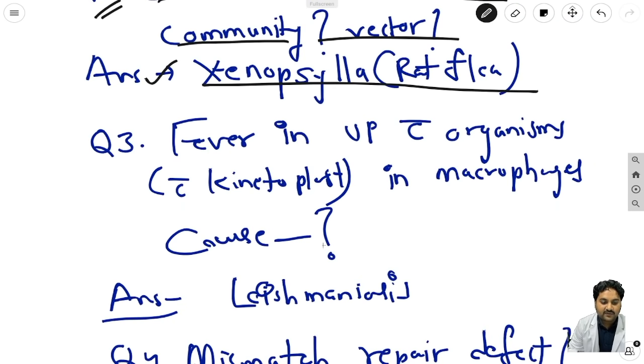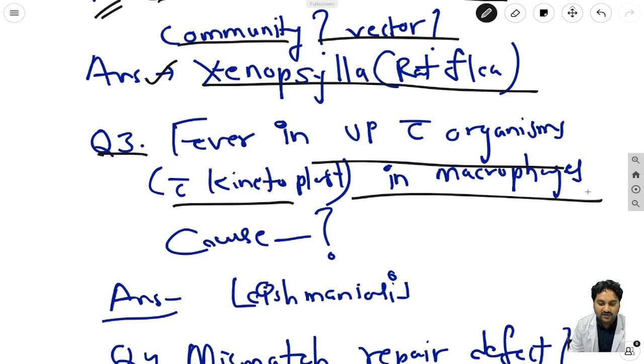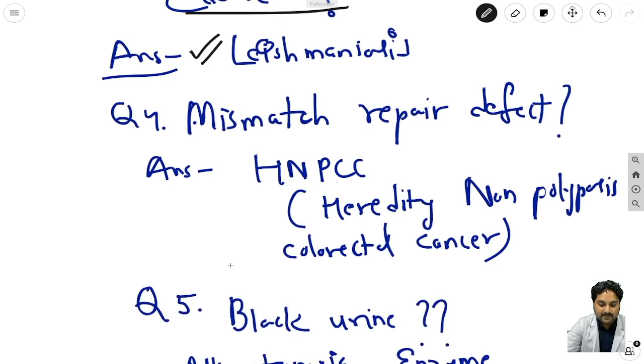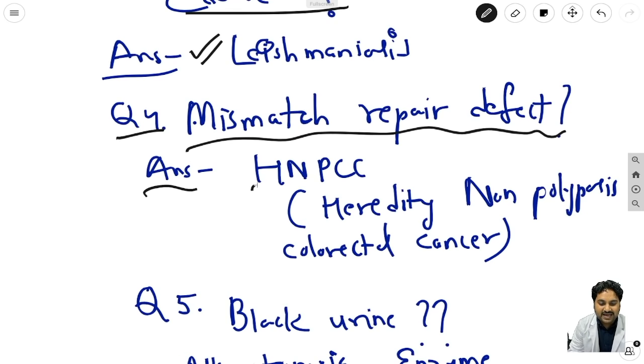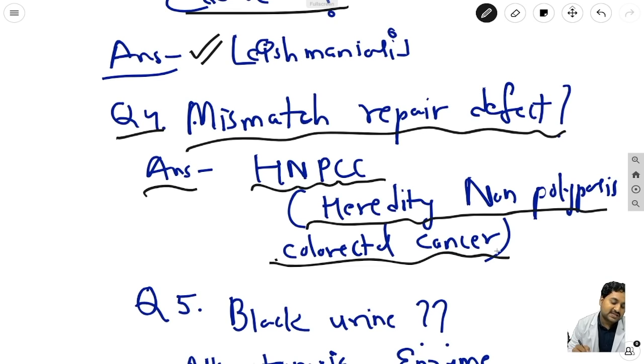Question 3, fever in UP with organism with kinetoplast in macrophages. So the cause is leishmaniasis. Answer is leishmaniasis. Now question 4, mismatch repair defect is. Answer is HNPCC, that is hereditary non-polyposis colorectal cancer. Yes, with all possible options, this is the best answer in which mismatch repair defect is seen.